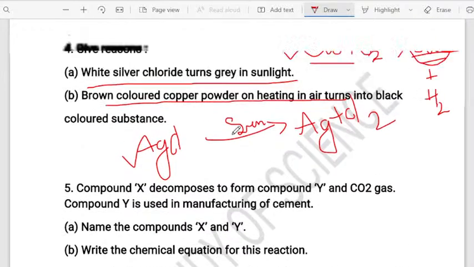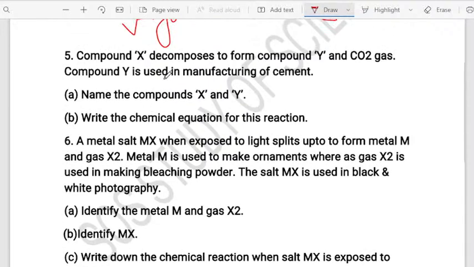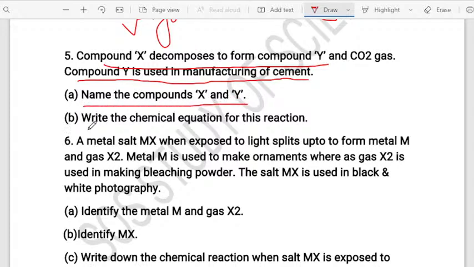Fine. Next question. I think you have understood the two questions. Yes. Next question, see. Compound X decomposes to form compound Y and carbon dioxide gas. Compound Y is used in manufacturing cement. Name the compound X and compound Y. Write the chemical equation for this reaction. This is exactly what you want to do.